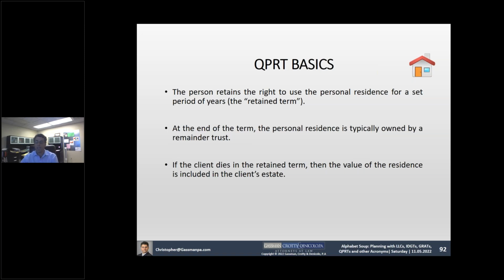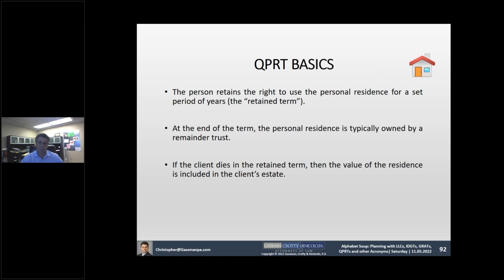Another thing to consider: after the retained term, the client has to pay fair market value rent to reside in the QPRT. If they don't pay fair market value rent, then the IRS will impute the client as having a retained right in the trust and will cause the assets in the trust to be in the client's estate for federal estate tax purposes. So for clients whose QPRT terms have ended, or if you have a client who set up a QPRT, calendar the end of that term and let them know at the end that they have to pay fair market value rent, and if they don't do so, there's a potential for adverse estate tax consequences.